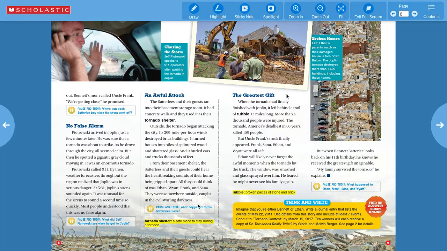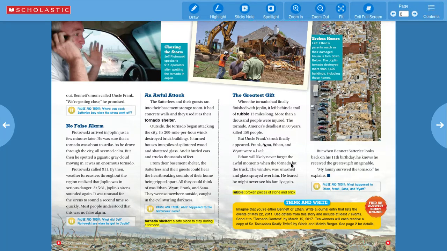The greatest gift. When the tornado had finally finished with Joplin, it left behind a trail of rubble 13 miles long. More than 1,000 people were injured. The tornado, America's deadliest in 60 years, killed 158 people. But Uncle Frank's truck finally appeared. Frank, Sana, Ethan, and Wyatt were all safe.